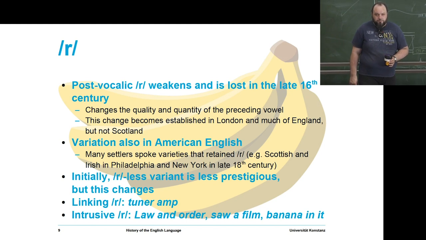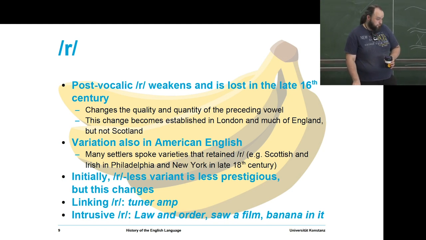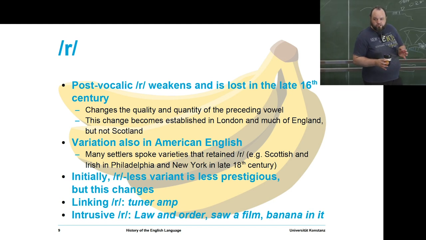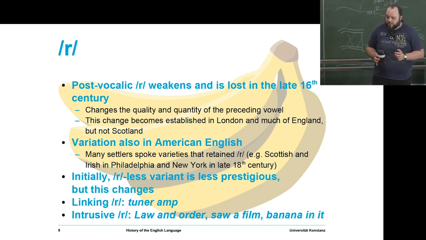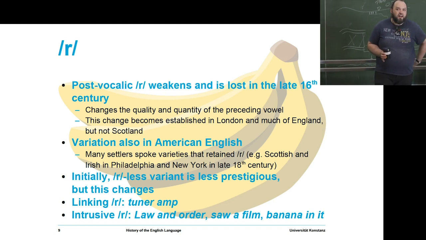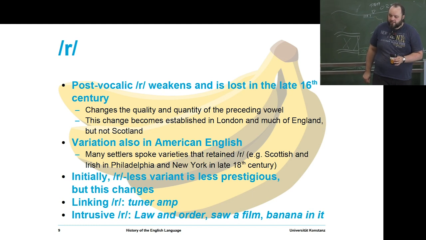It happens in London, it happens in much of England, but it doesn't happen in Scotland, it doesn't happen in the southwest, and it doesn't happen, crucially, in most of the varieties that were to become the input for the formation of American English. So when American English emerges, it emerges from dialects where the R sound is still retained in post-vocalic position. And that's why most American dialects have this R today.